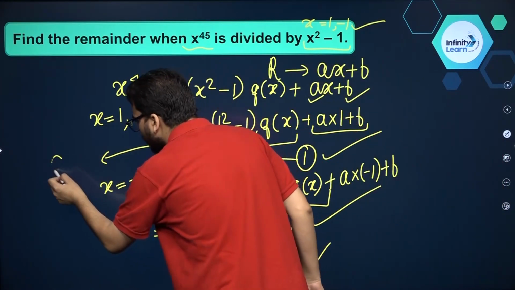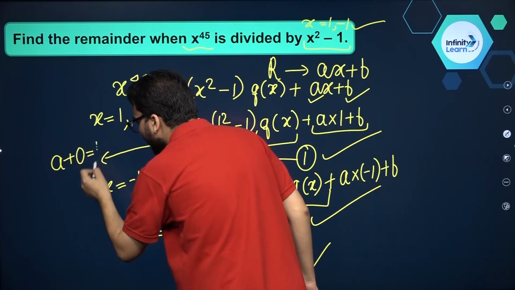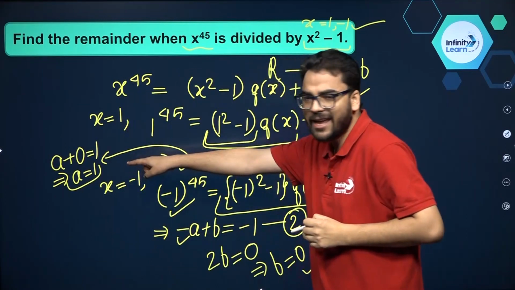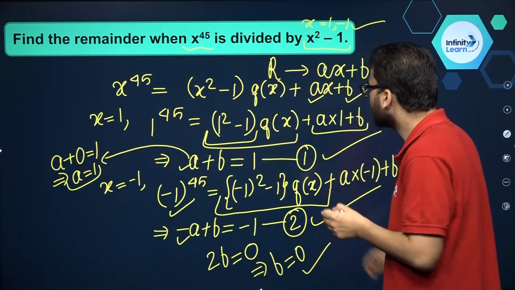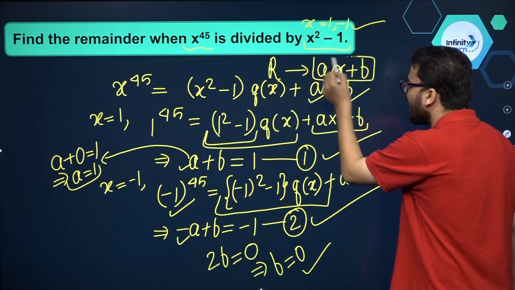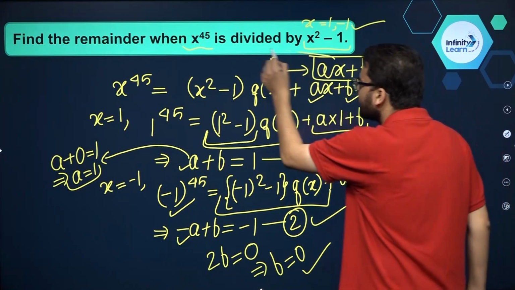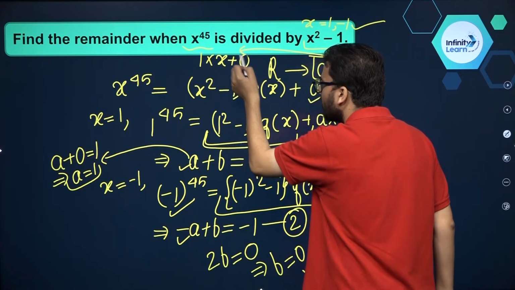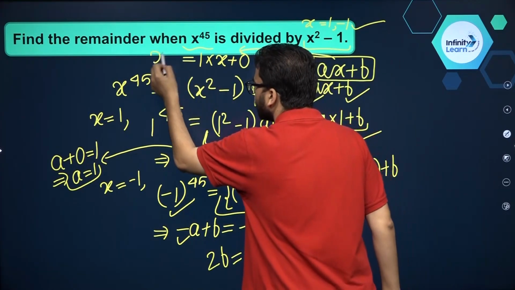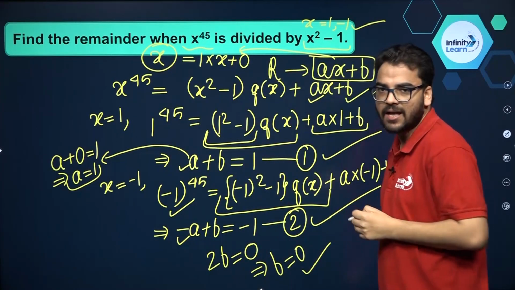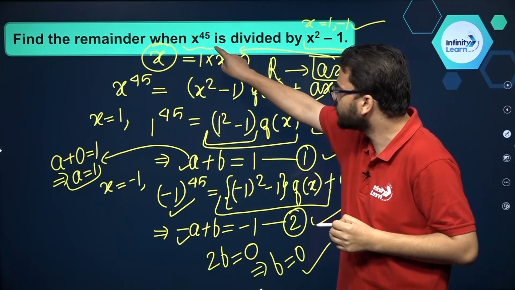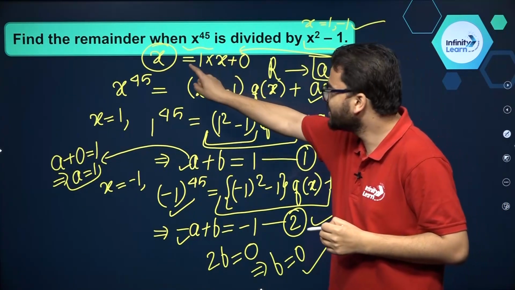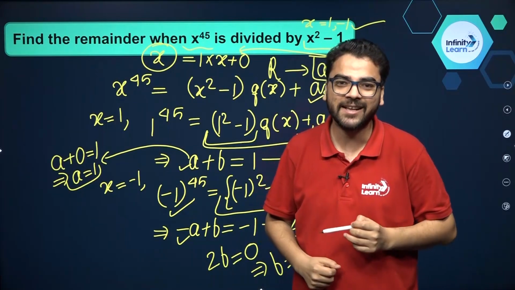So if you put b is equal to 0, a will come out to be equal to 1 only. So we have got a is equal to 1 and the remainder was what, guys? Remainder was ax plus b. So the remainder is 1 into x, and b we have got to be equal to 0. So that is equal to x only. So therefore this is the answer. That is, when you divide x raised to the power 45 by the polynomial x square minus 1, the remainder is equal to x. I hope you got the answer to this question.